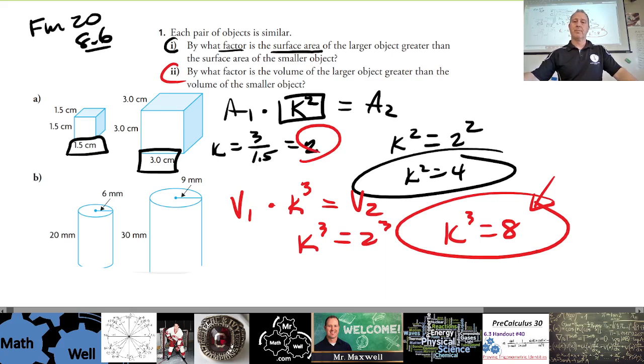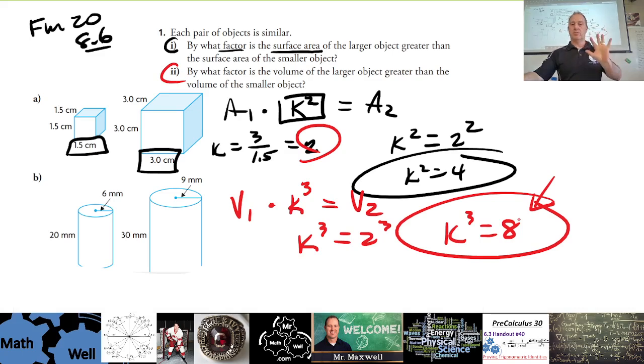Okay? So by what factor? For the areas, it's 4. For the volumes, it's 8 for number 1. Okay, take a minute and do B. Just right now. Just make sure you're on the same page, that you can get the right answers for B. Okay, so go ahead and do B right now. The exact same way.